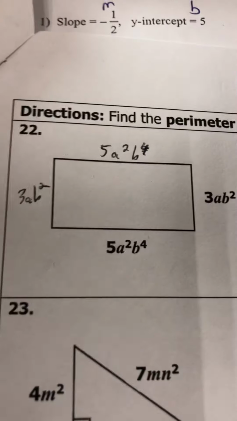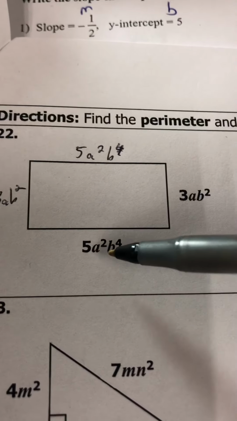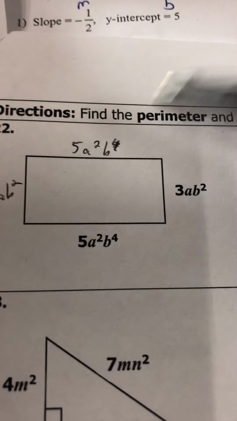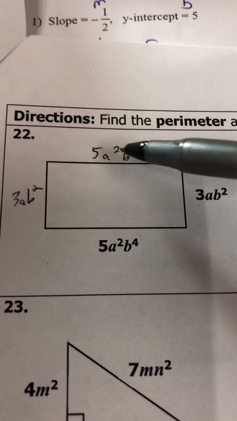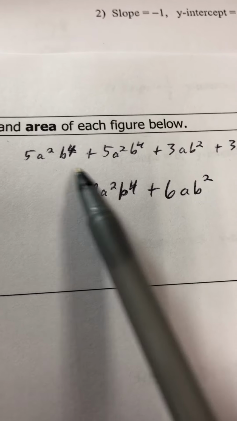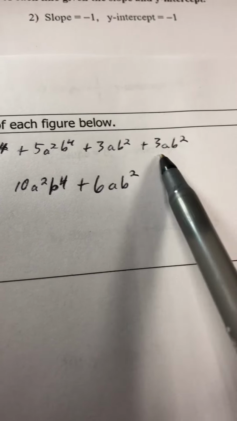Number 22. We're finding the perimeter, so we're going to add these. Sorry, that 4 is ugly. And I'm going to add these, so add these to both of these. So here's the top, here's the bottom, the right side, the left side.